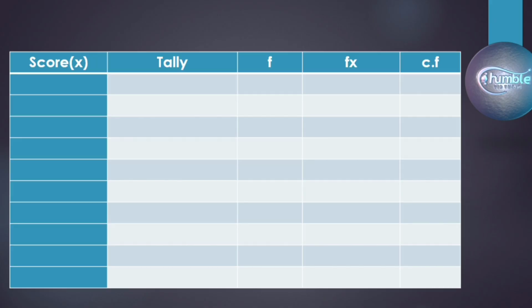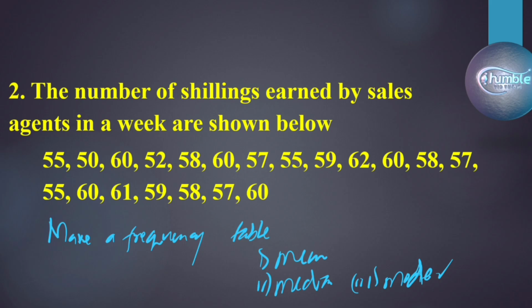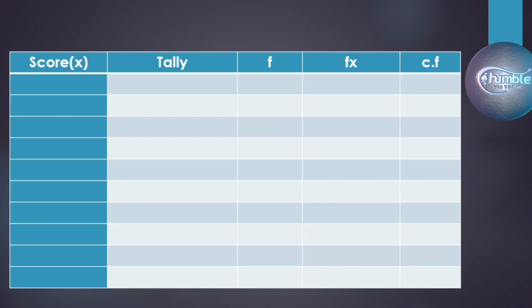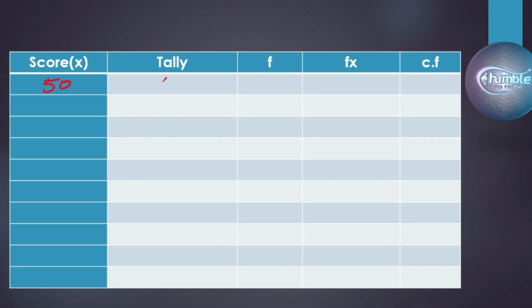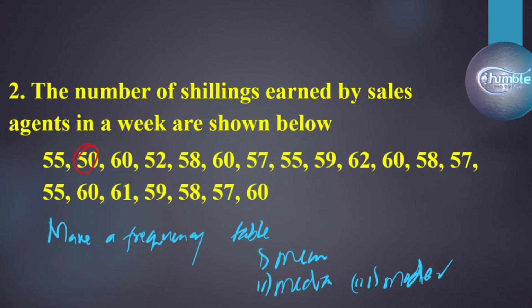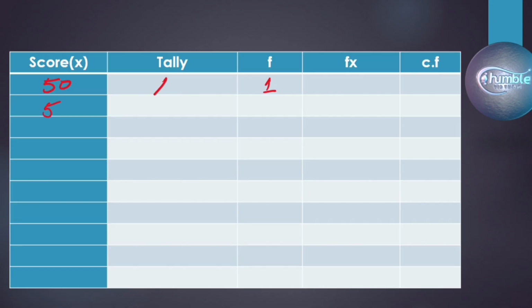So let's start with finding the mean. So how do we find the mean? We start by working scores against tally and filling this particular table. So the least score here is 50. So we start with 50. How many times does 50 appear in this data? So let's see. 50 is appearing once, so tally will be this. Frequency is 1. The next is 52. 52 is appearing also once, so tally is once and frequency is 1.